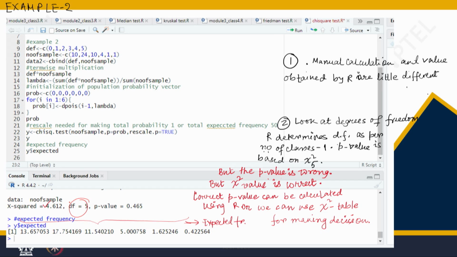Already I told you the logic, what would be the correct degrees of freedom, and thereafter you can go for the p-value. The p-value which is showing here is based on chi-square degrees of freedom 5, but it is wrong. Remember, it is wrong. So we'll have to go for the p-value for chi-square with 3 degrees of freedom. So I will ask you to be very cautious when doing the problems using R.